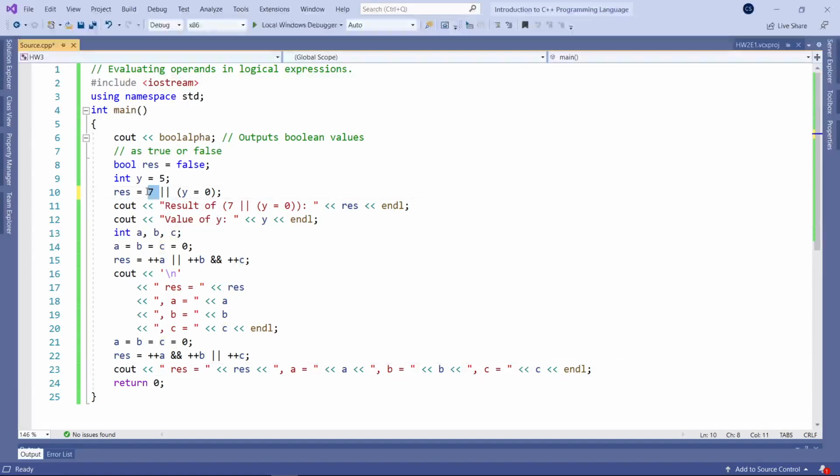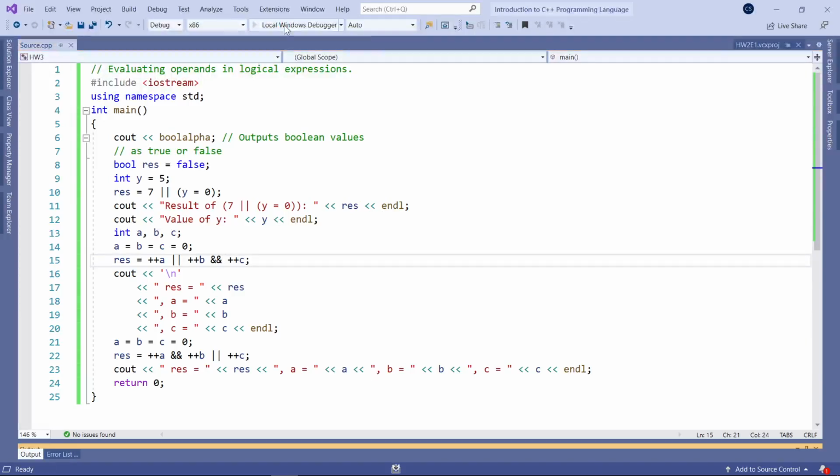So it's just something to bear in mind when you're dealing with OR operators. As soon as you get a true, it doesn't care about the rest. If you're dealing with an AND operator, as soon as it gets a false, it's not going to care about the rest. Okay, so let's run it and see what we get.